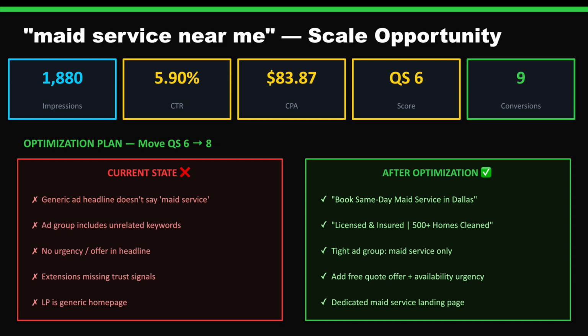Now let us look at the opposite kind of keyword, one that has real potential but just needs a bit of work. This is "maid service level." Look at it here: 1,880 impressions, our CTR is 5.90%, and we got 9 conversions, with a CPA of $83, about $84, and a quality score of 6. So all three components are rated average. This keyword is already working, but average is not the best it can be. With targeted improvements, we can push this keyword to the next level.